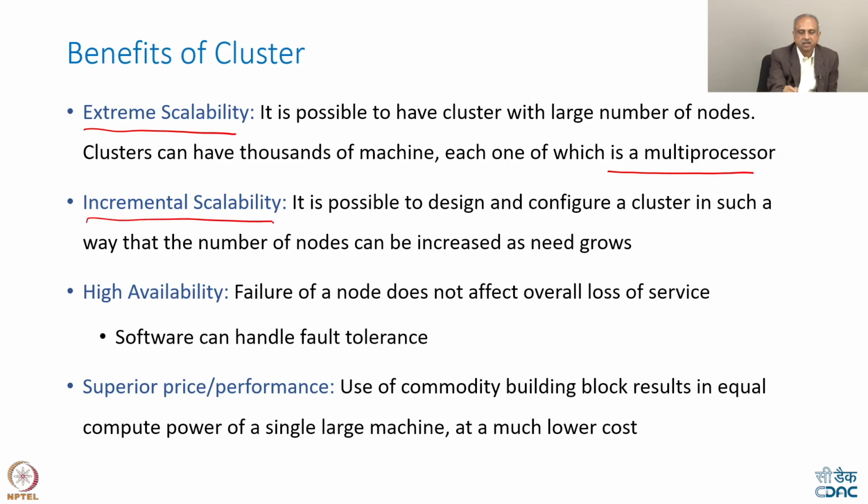It gives you incremental scalability, meaning today you may have 100 nodes, tomorrow you can add 100 more nodes, and the network switch will scale. Availability is an important thing. If one of the nodes fails, the software can pitch in another node in its place and the cluster can work. The most important thing is its superior price performance, because each node is an off-the-shelf node which has much lower cost. So though you put in money in building the network, the low cost of the nodes helps in reducing the overall price of the cluster.